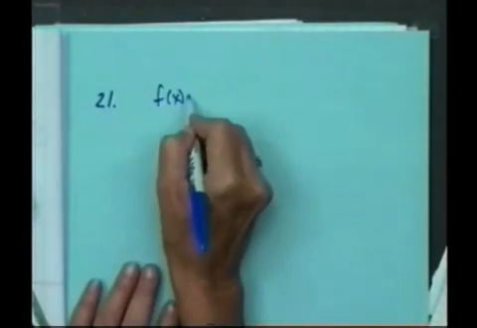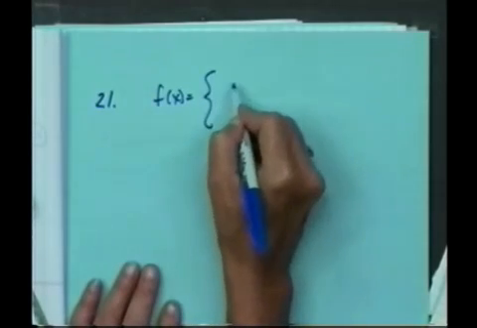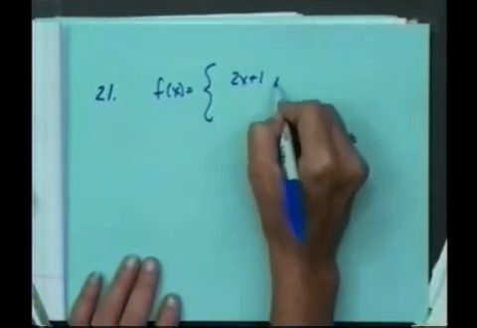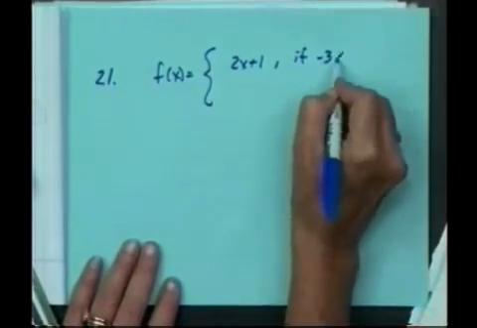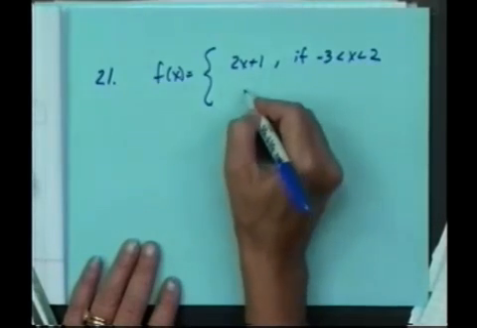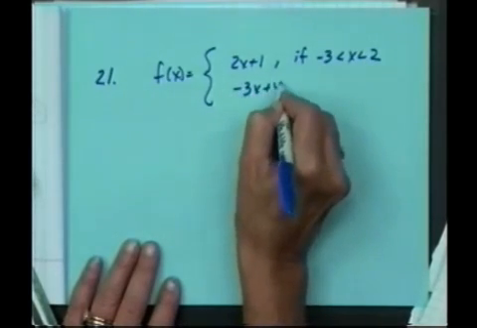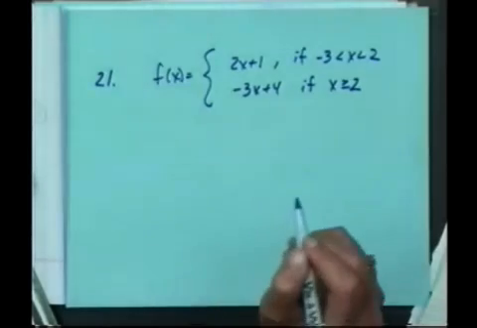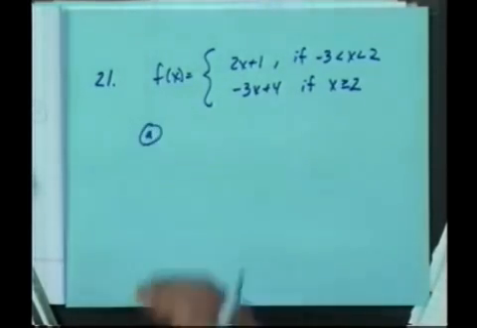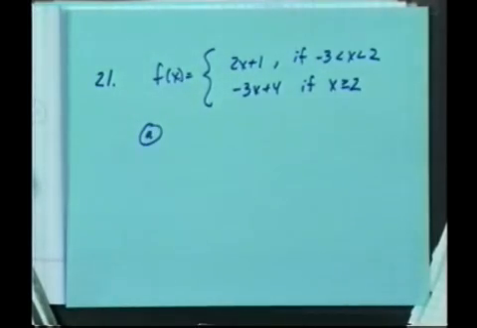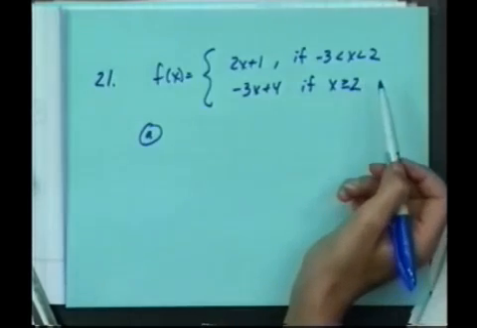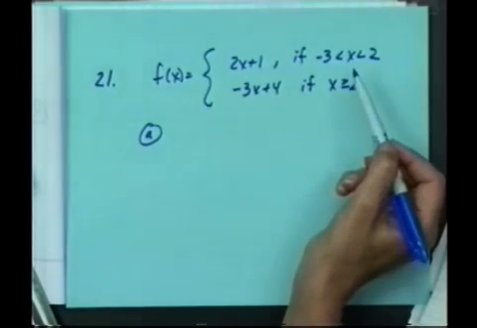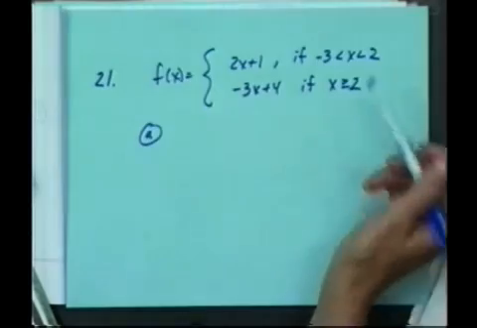Okay, number 21. You have a piecewise defined function: 2x plus 1 if minus 3 is less than x less than 2, and negative 3x plus 4 if x is greater than or equal to 2. Okay. Which parts of this did you have a question about? All of them. What's the domain, everybody?